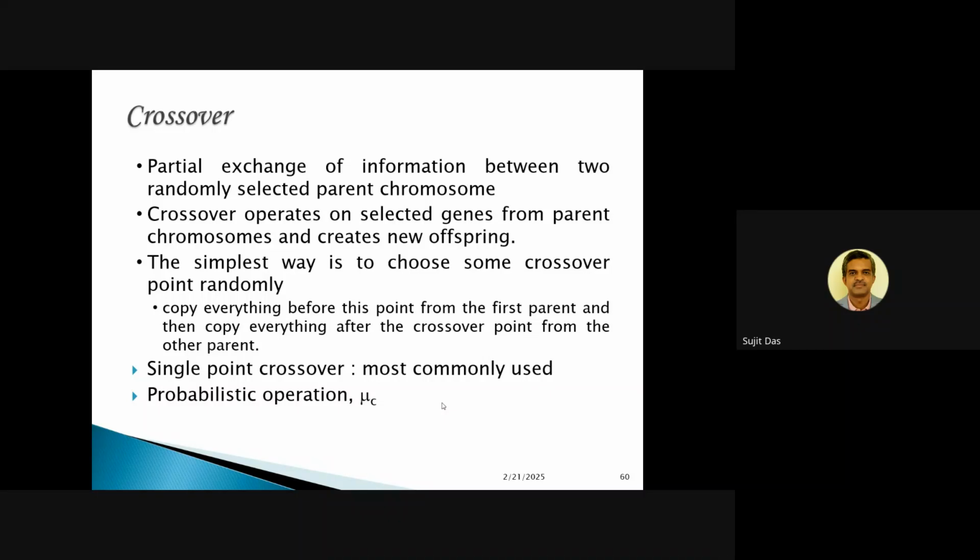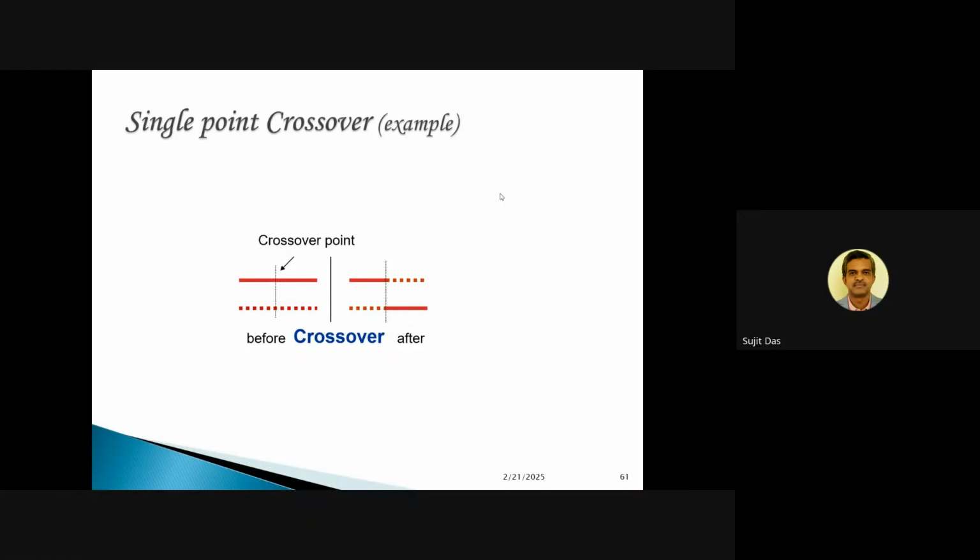Selection is over. Then it is about crossover. As I told you, after selection we go for crossover. What will crossover do? After selection, it will randomly select a couple of solutions and do some process on them. How can the process technically be implemented? Crossover means partial exchange of information between two randomly selected parent chromosomes. Since it is an exchange of information, if you check this, it will be very clear.